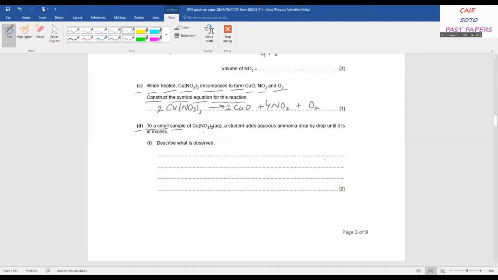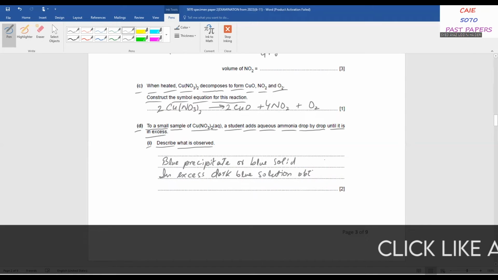D, to a small sample of CuNO3 twice aqueous, a student adds aqueous ammonia drop by drop until it is in excess. Describe what is observed. Blue precipitate or blue solid. It's soluble in excess, so in excess it becomes a dark blue solution. In excess, dark blue solution obtained.